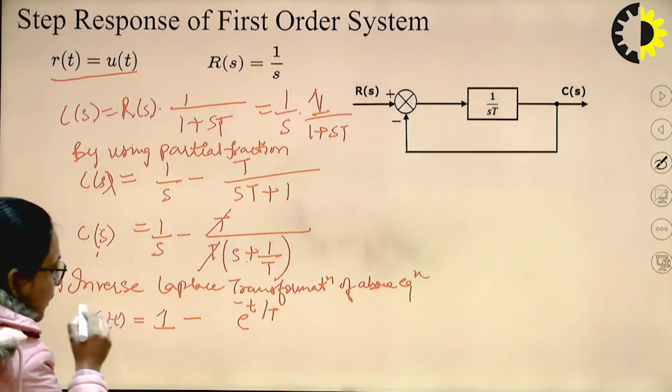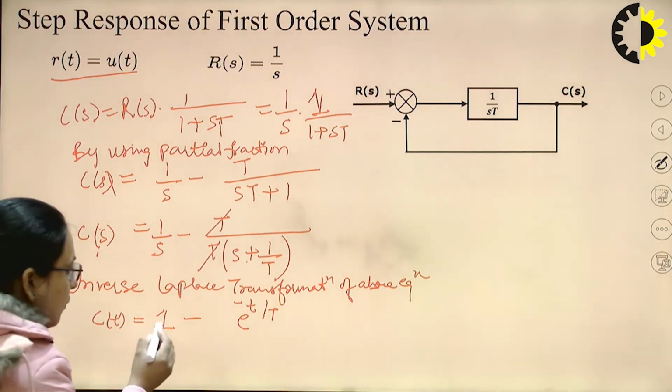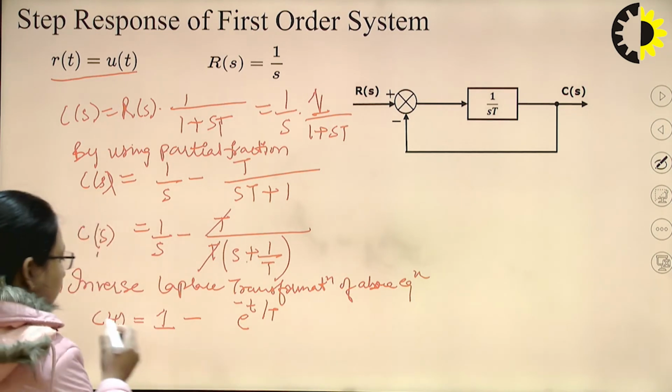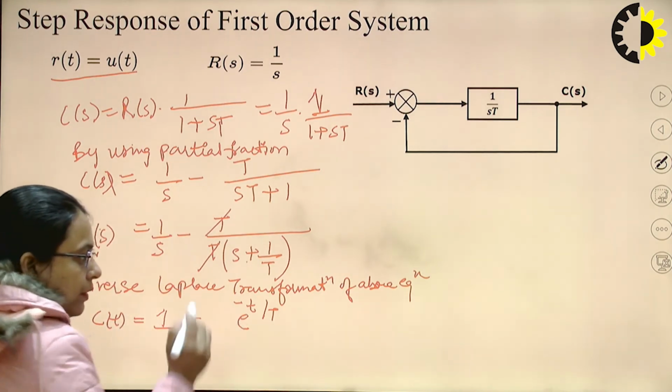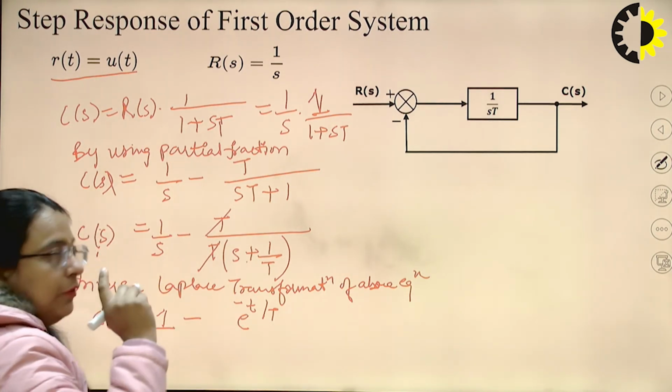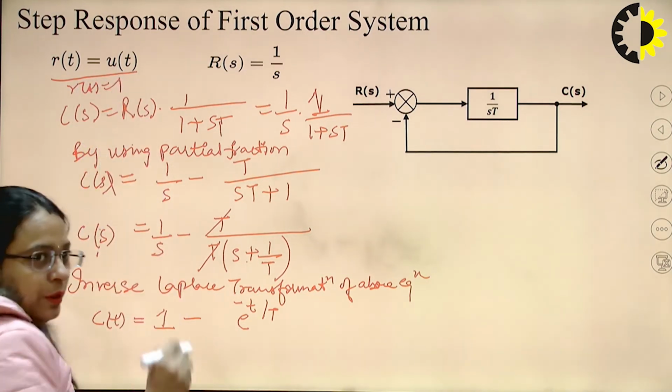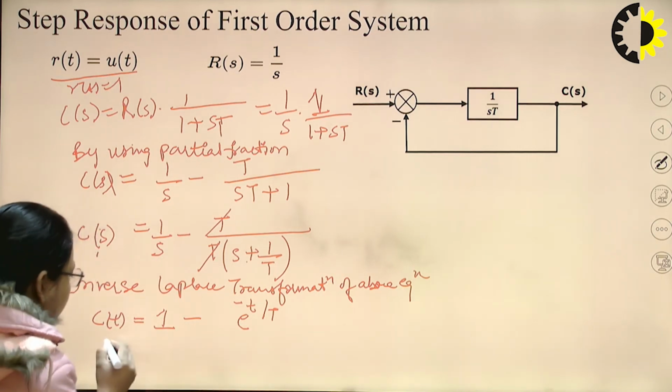So here c(t) is the time response of this first order system when subjected to unit step input. We will get c(t) is equal to 1 minus e raised to power minus t by capital T. Now here we have r(t) is equal to 1, that is u(t) for unit step input.